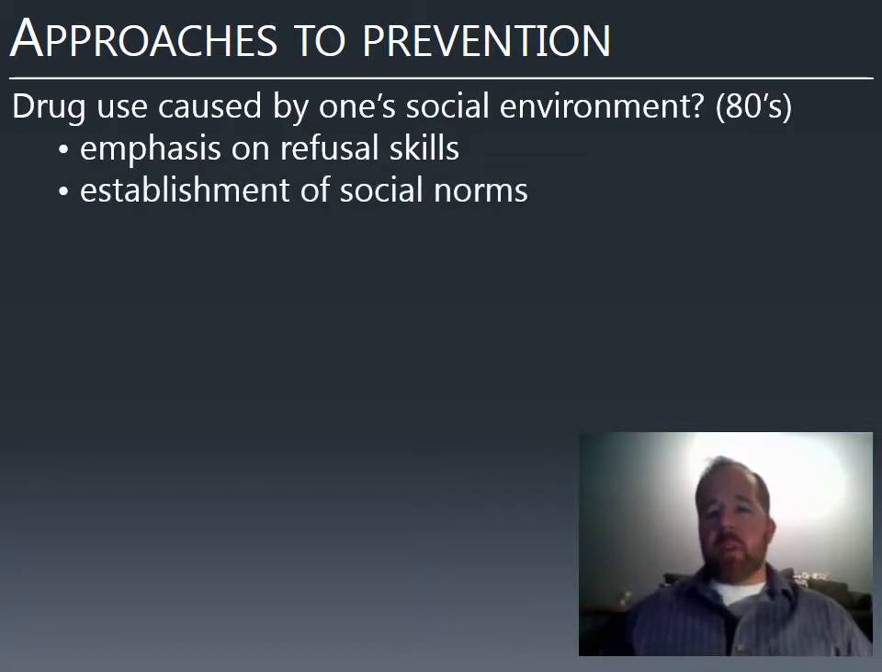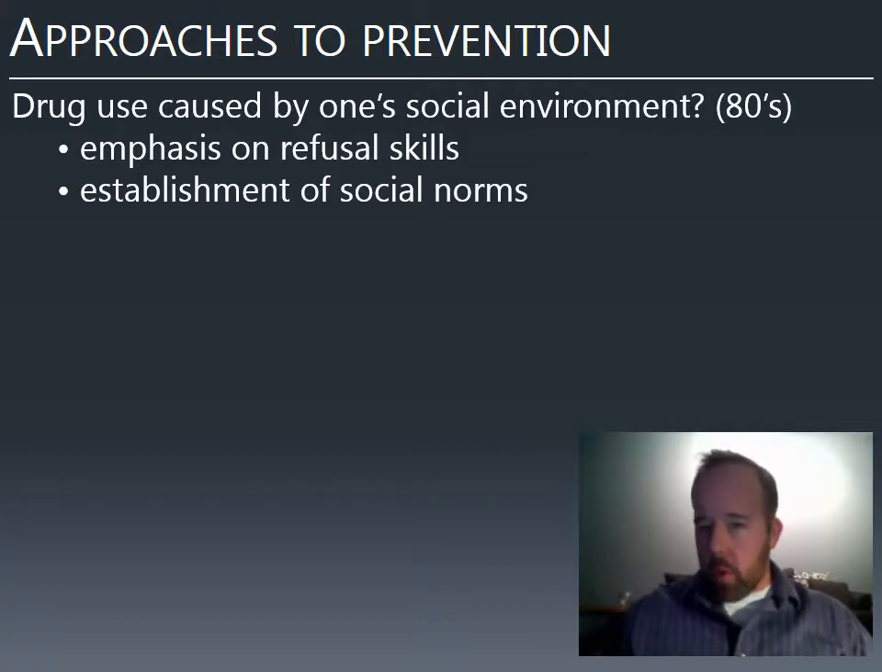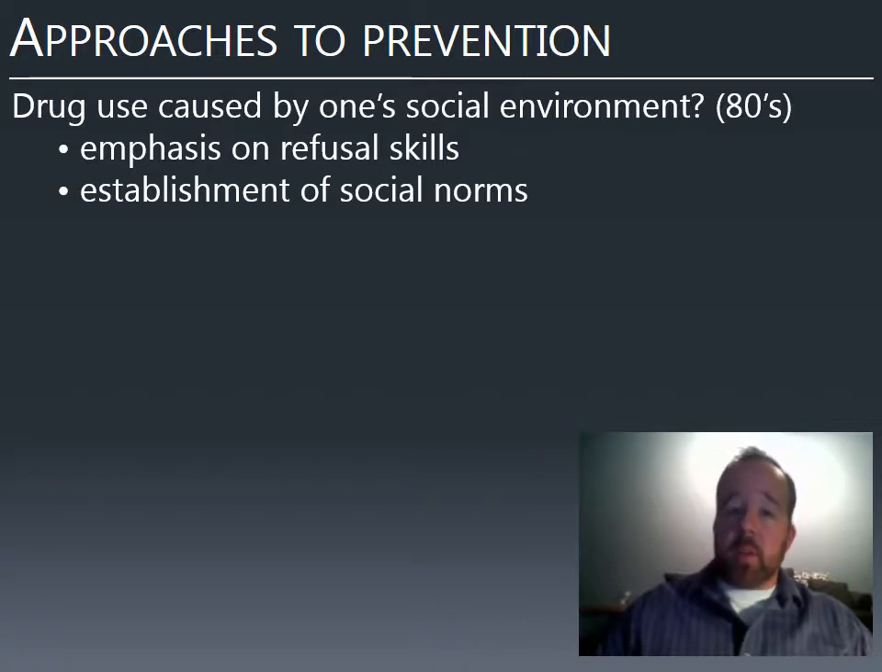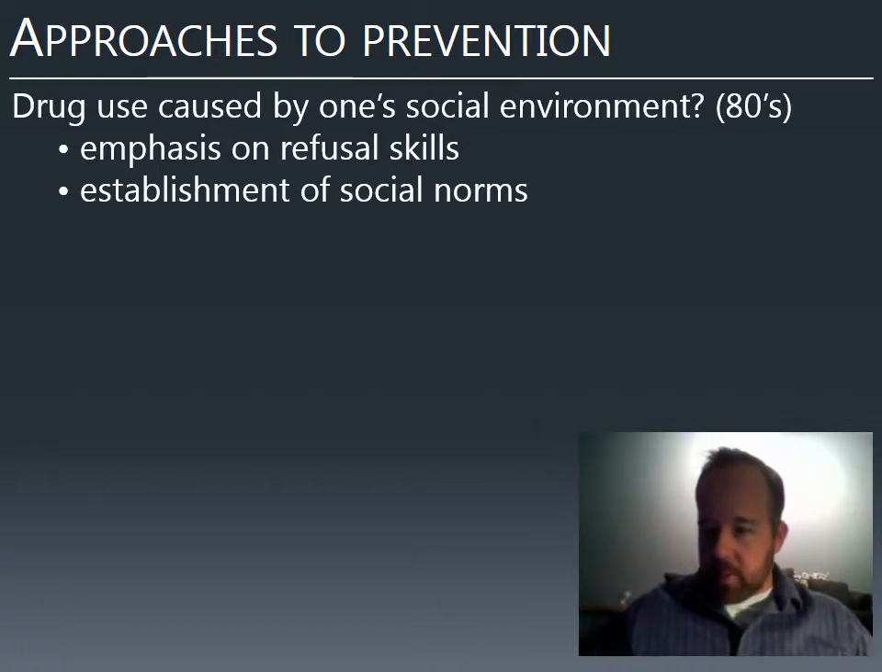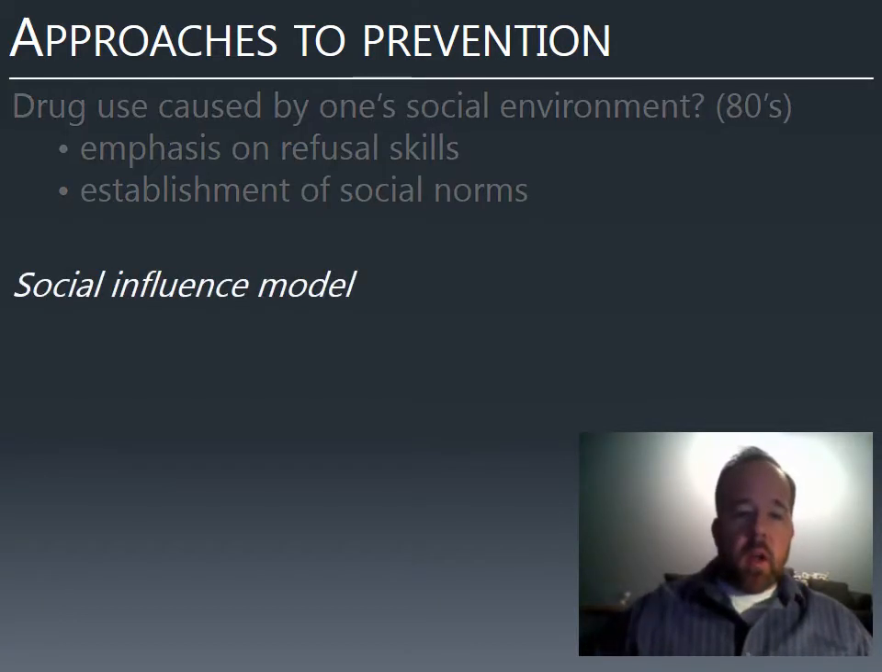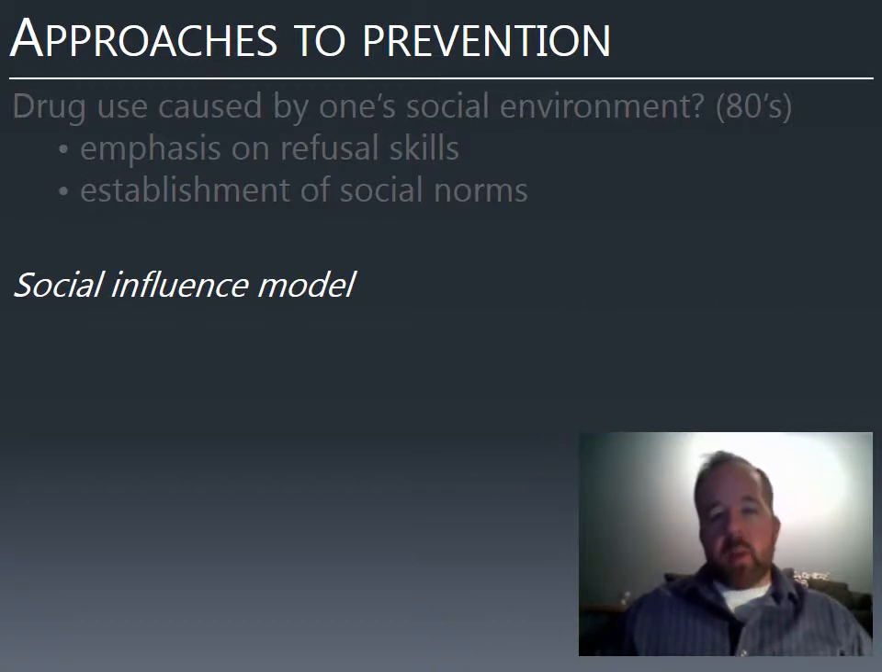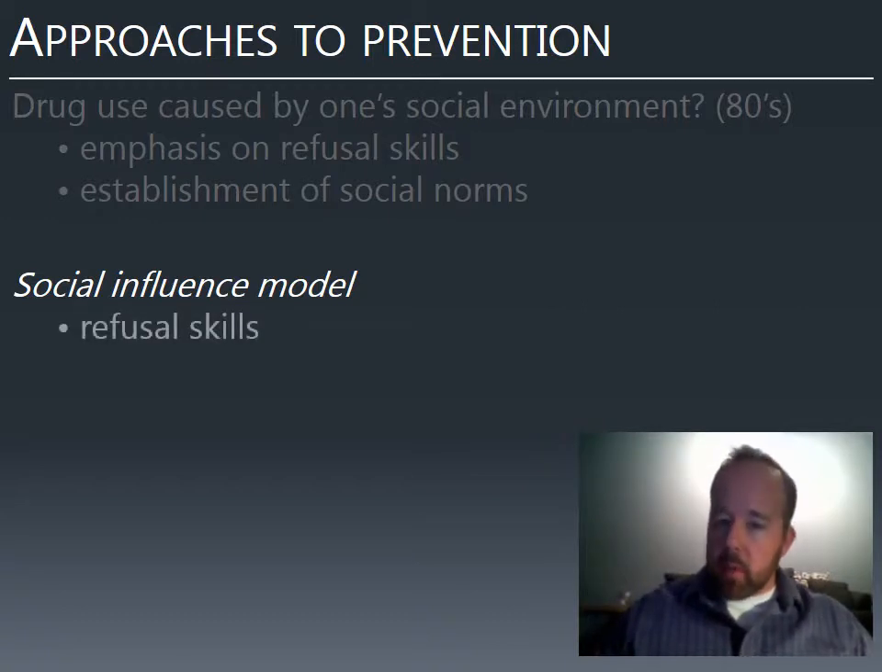Also, the establishment of social norms, that is, as a community or as a school, making it clear that drug abuse is not acceptable. And that exerts a different kind of social influence. So you have these two opposing forces, the social peer pressure to perhaps use drugs, depending on your peer group, but also the social pressure from the community at large not to use them. So this developed into what's often known as the social influence model.